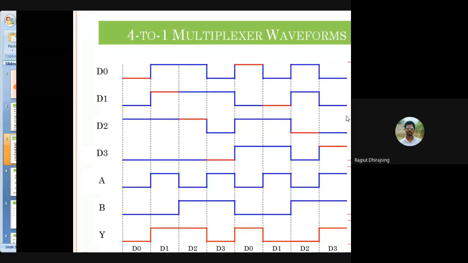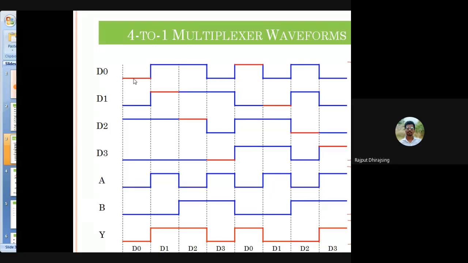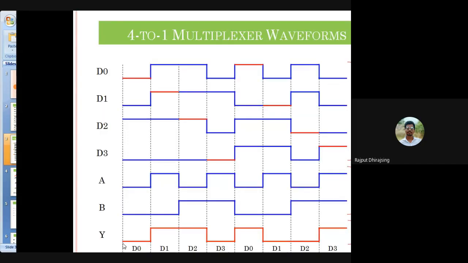This one is for input data, this one is for the select line, this one is for the data output. Now see, D0 is 0, D1 is 0. So this is 0, 0, 1, 0. This is the data given. Now select lines are 0, 0. When select lines are 0, 0, D0 will be selected. And what is the data for D0? It should be 0 because your input data for D0 is 0. So at the output you will get D0, that is 0.